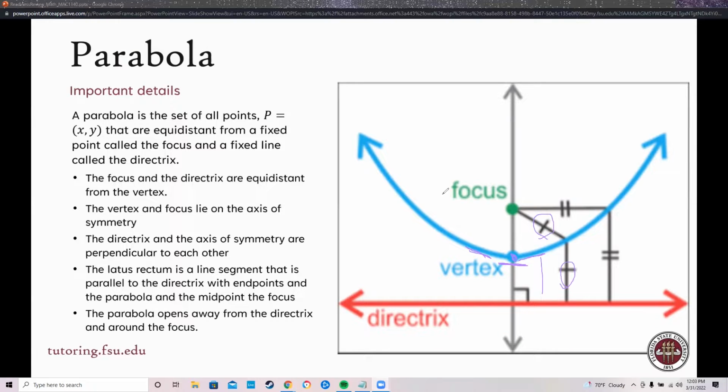So the directrix is actually perpendicular to the axis of symmetry, whereas the focus and the vertex lie on the axis of symmetry. Across the y-axis, it can fold over, and these have exactly the same y values, just at different x values.